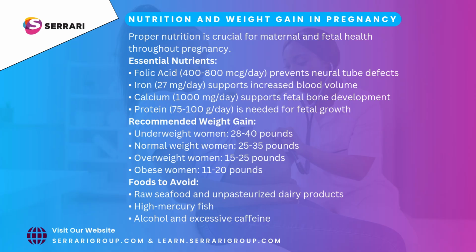Recommended weight gain. Underweight women, 28 to 40 pounds. Normal weight women, 25 to 35 pounds. Overweight women, 15 to 25 pounds. Obese women, 11 to 20 pounds. Foods to avoid: raw seafood and unpasteurized dairy products, high mercury fish, alcohol and excessive caffeine.